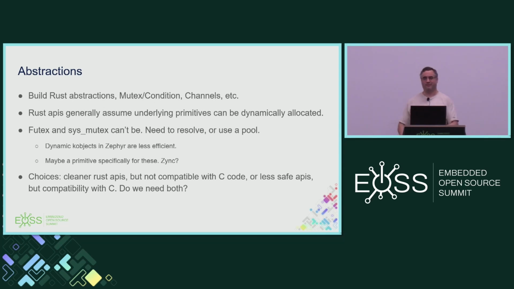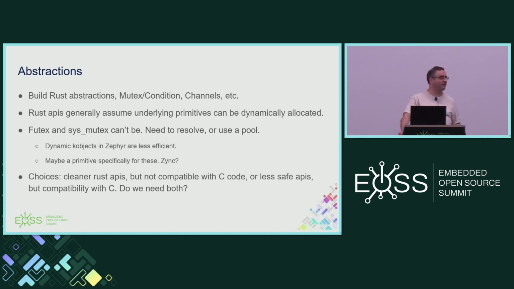You don't have to go build a toolchain, because I think that would block adoption of this, if people have to build a Rust toolchain as well. So what do we do for abstractions? Most of the Rust abstractions assume that the underlying operating system primitives can be dynamically allocated.